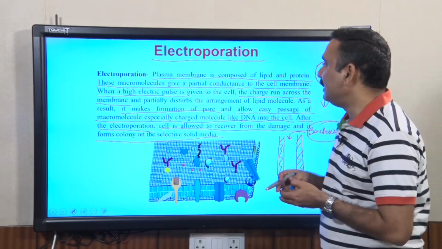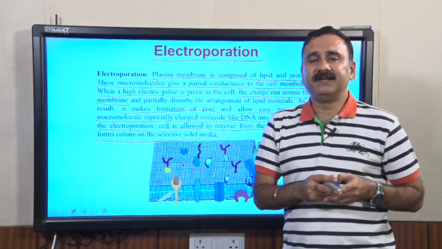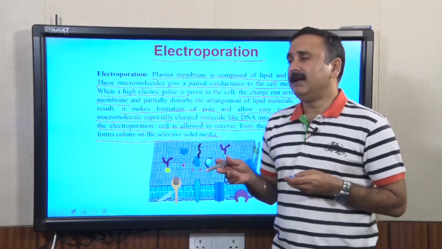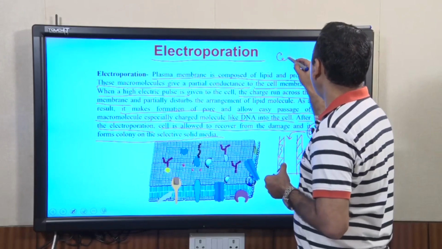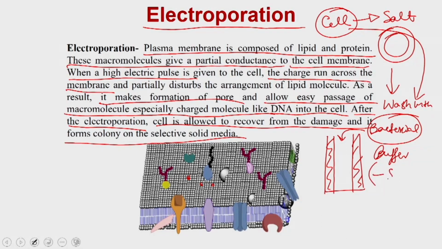In these cases, as we said, we are looking for the disturbance of the charge which is present on the plasma membrane. That is why, when you prepare competent cells for electroporation, the cells should be free of salts. So, you take these cells and wash them with a buffer without salt.